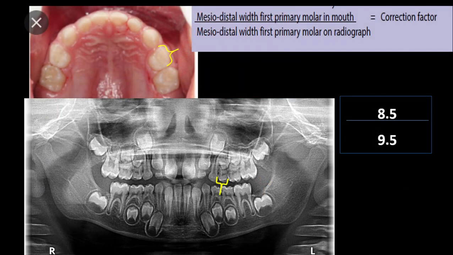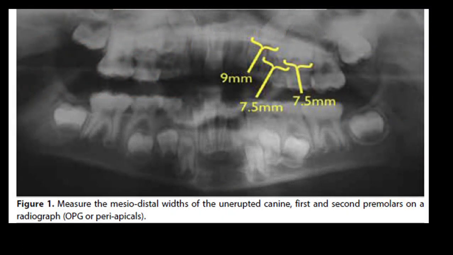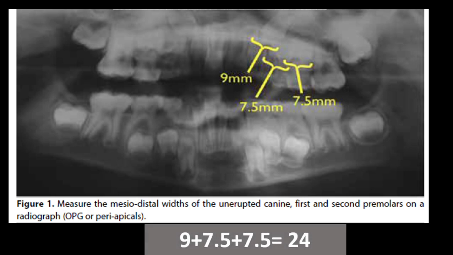Step 1, we measured the mesiodistal width inside the patient's mouth, it was 8.5, and on the radiograph it was 9.5. Step 2, we will divide what's been measured inside the patient's mouth by what's been measured on the radiograph. We will get a number. In our example, it is 0.89. This is called the correction factor. In step 3, we are measuring the mesiodistal width of the unerupted canine, first and second premolars on the radiograph. In our example, it will be equal to 9 plus 7.5 plus 7.5, and the total is 24.